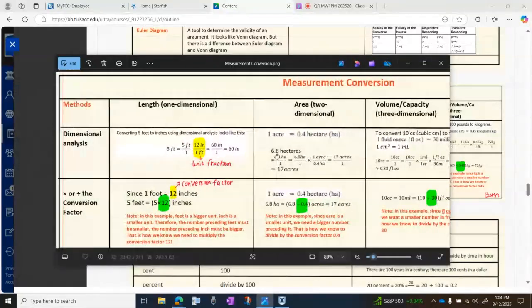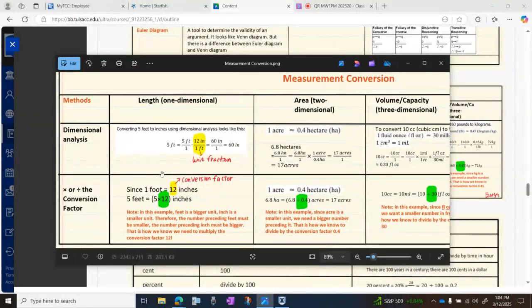In my table note, I included 2 different methods for measurement conversion. But we are going to only cover one method. It's at the bottom of the table.